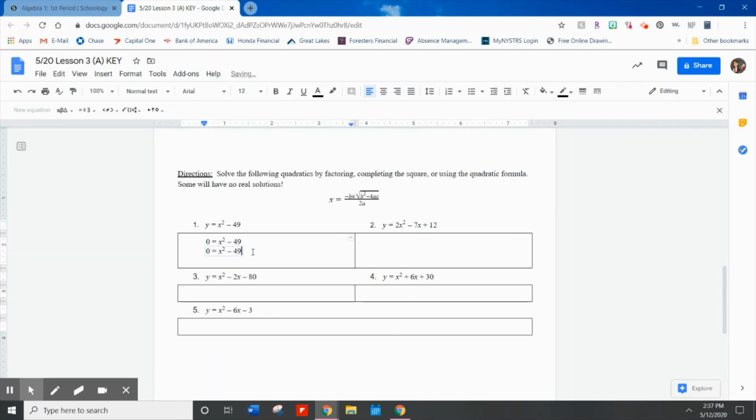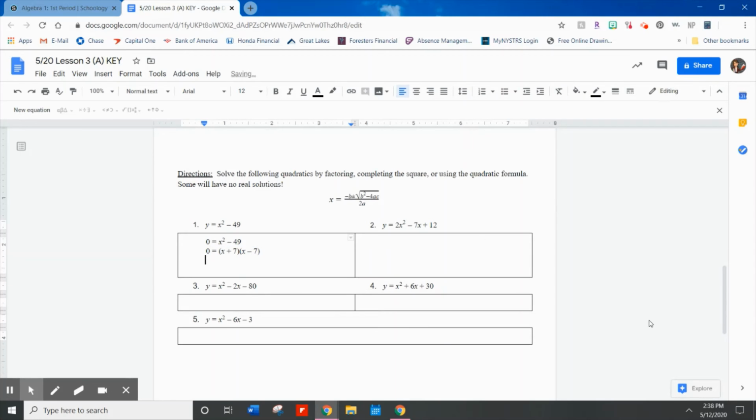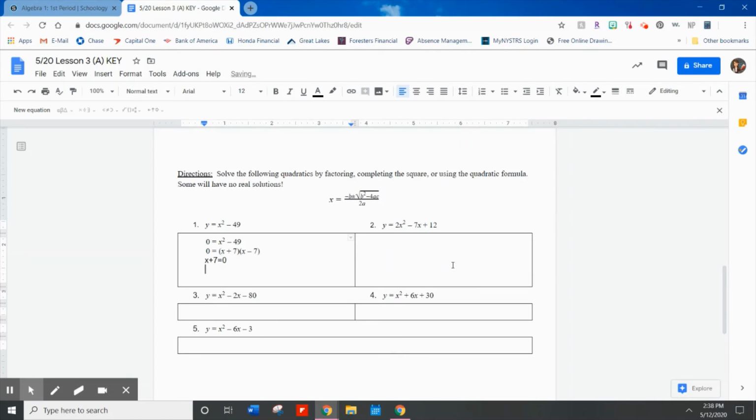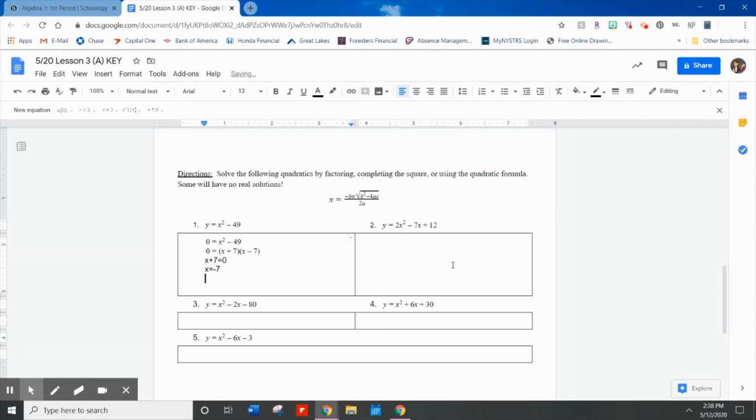So that means we double bubble. For dots, we always have opposite signs. And you take the square root of 49. Now, we make a t-chart, but I can't do that on my Google Docs. So we are going to set each factor equal to 0. So x plus 7 equals 0. And if we solve that, we subtract 7 from both sides, we get x equals negative 7.